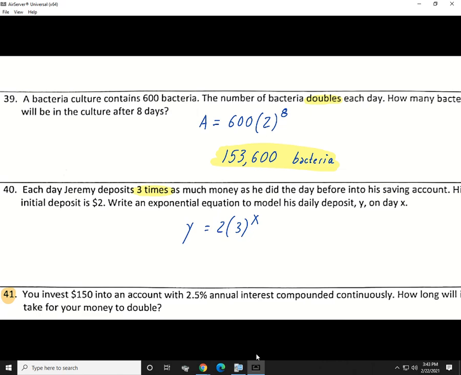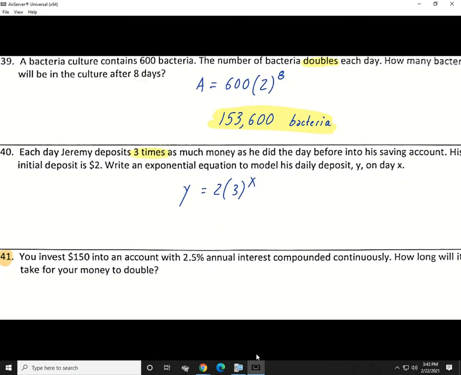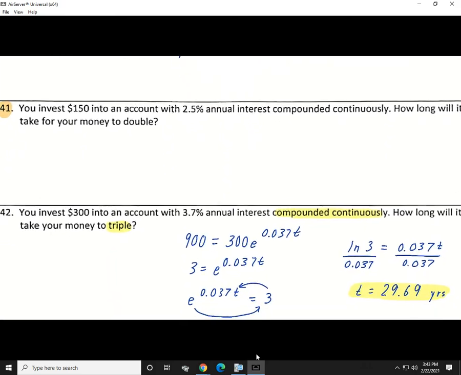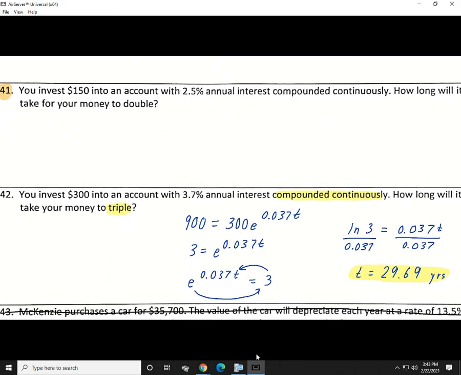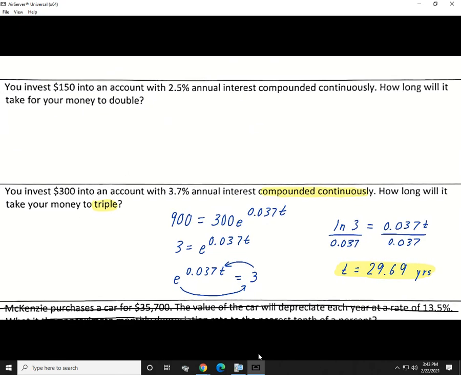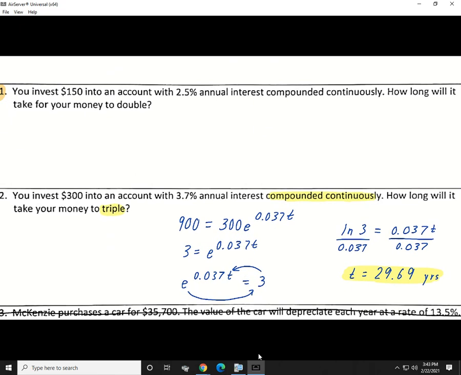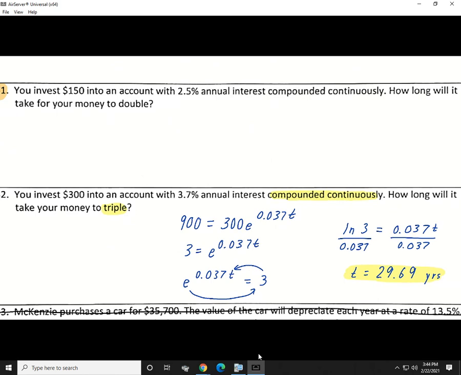Number 39, it wanted to figure out how much it'll be after 8 days. Number 40 just wanted you to write the equation, but I just left that off the test. Okay, so 41. Pause those if you need to. You invest $150 into an account with 2.5% annual interest compounded continuously. See, that's a key. How long will it take for your money to double? So this is actually finding time that we did just yesterday, or Monday, I should say.